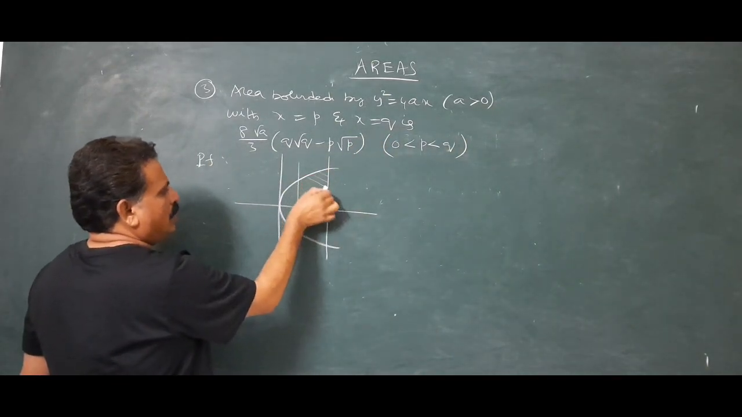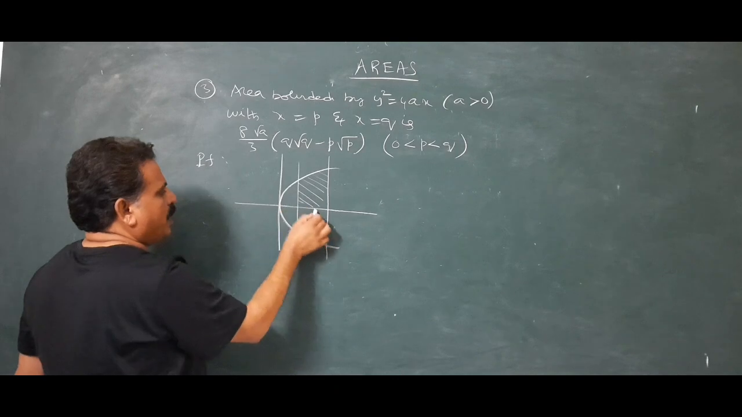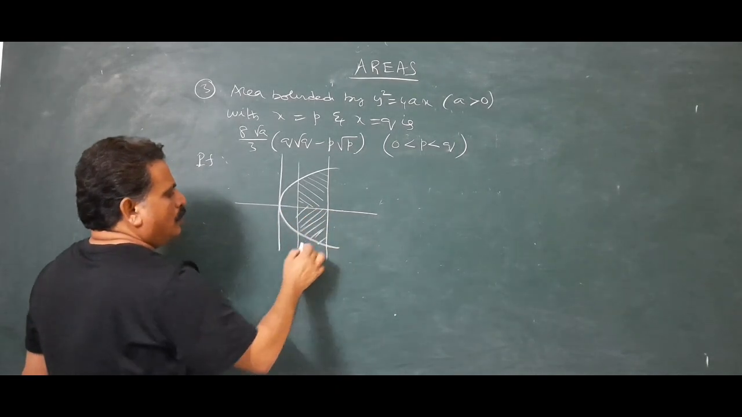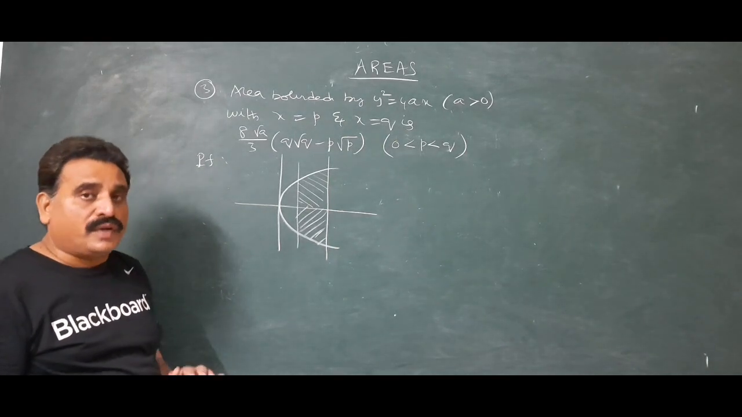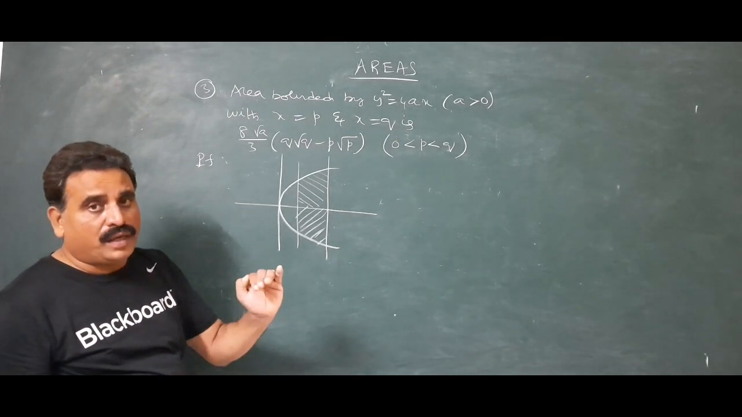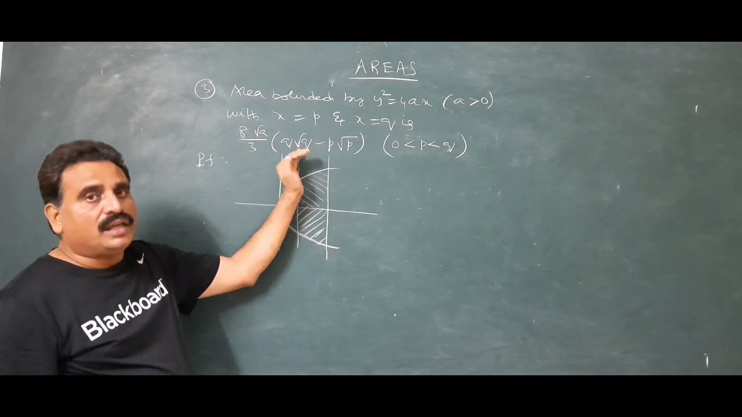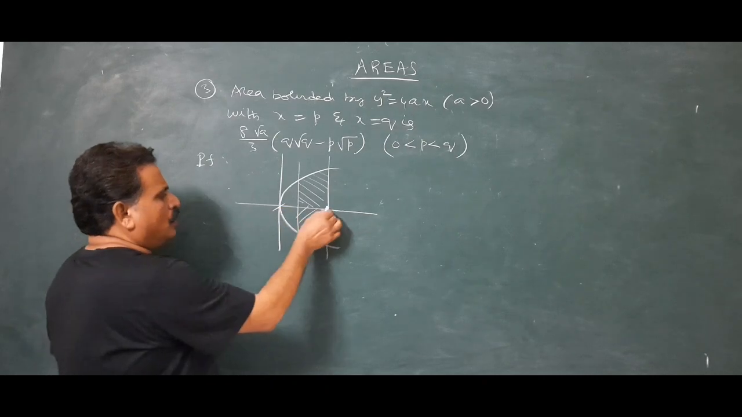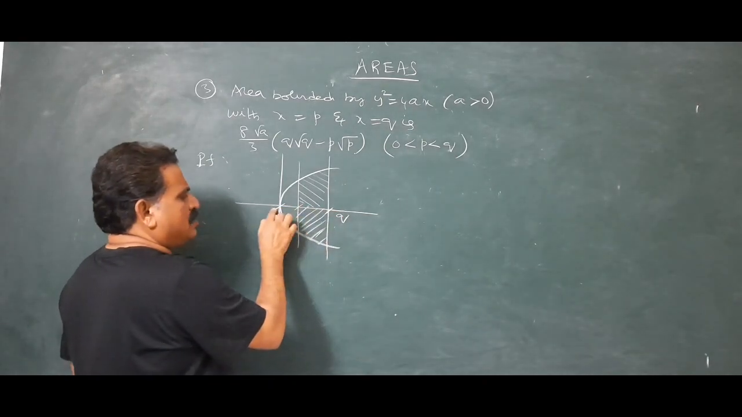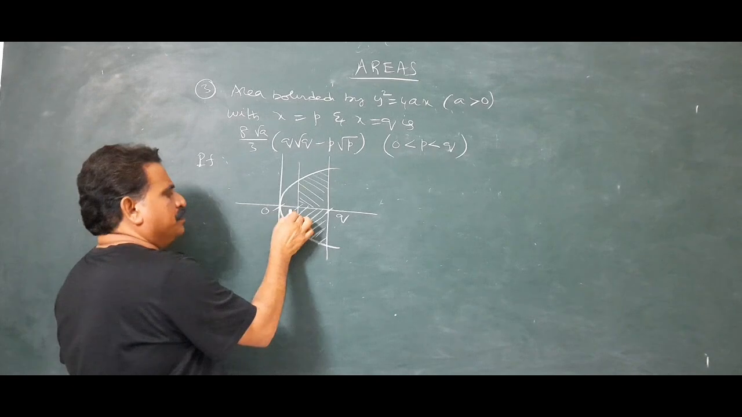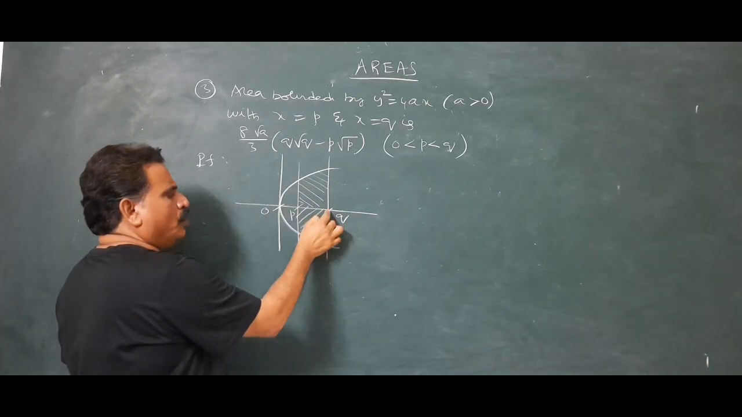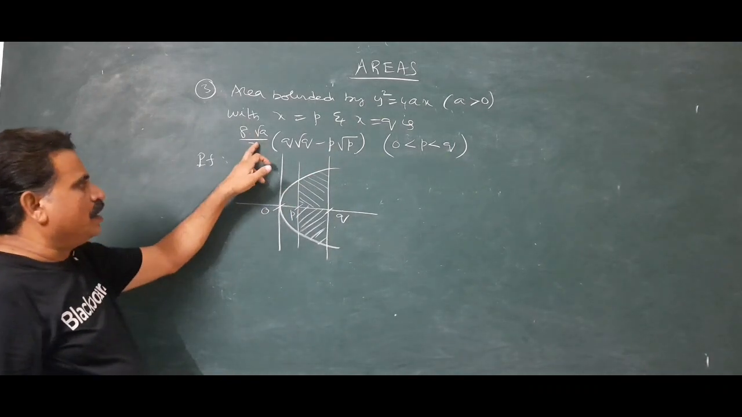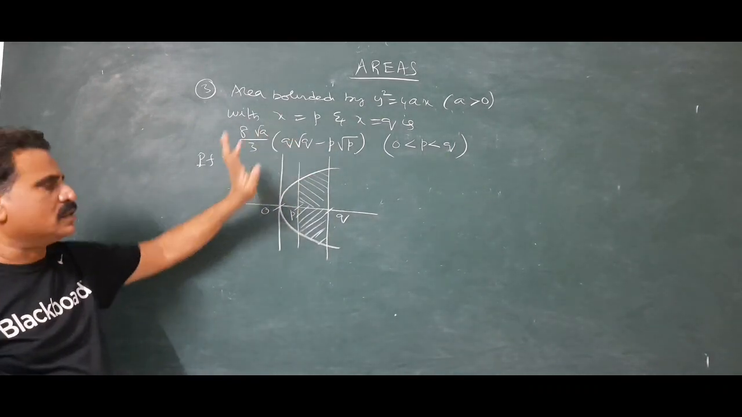This is the shaded region. We have to find it. Before that, you know the area of the region y² = 4ax and x = p is (8√a/3)·p√p. So from origin to q minus origin to p, 0 to q minus 0 to p, we get (8√a/3)·(q√q − p√p).